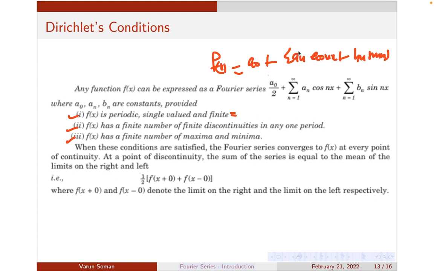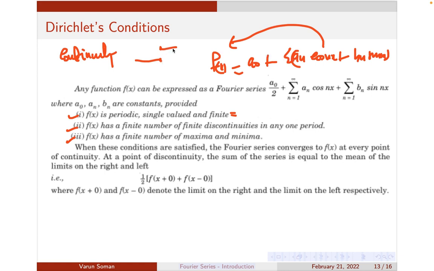Okay, so you can see that the RHS is an infinite series. Dirichlet's condition says that if the function satisfies these 3 conditions, this infinite series would converge to f of x at all points of continuity. And at all points of discontinuity, suppose a function is discontinuous at a particular point, this infinite series would converge to the average of the left hand limit and right hand limit.